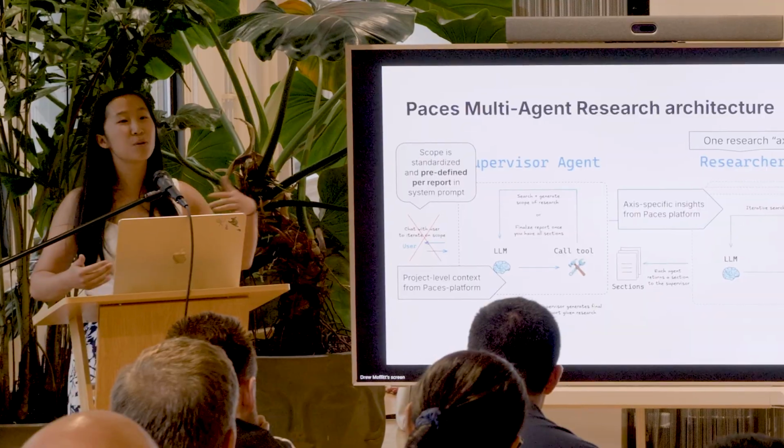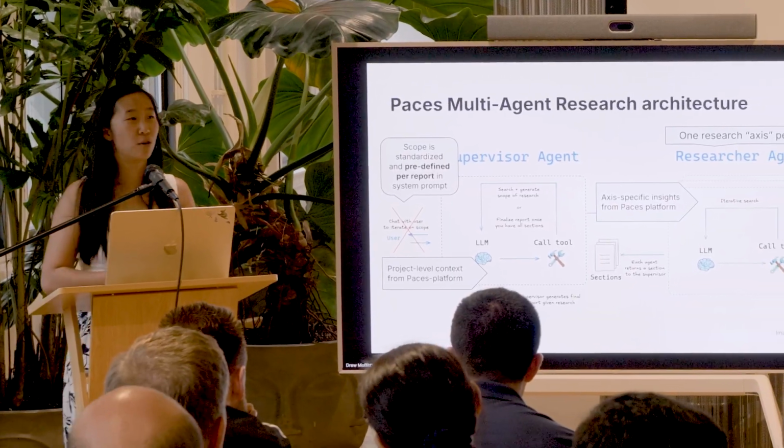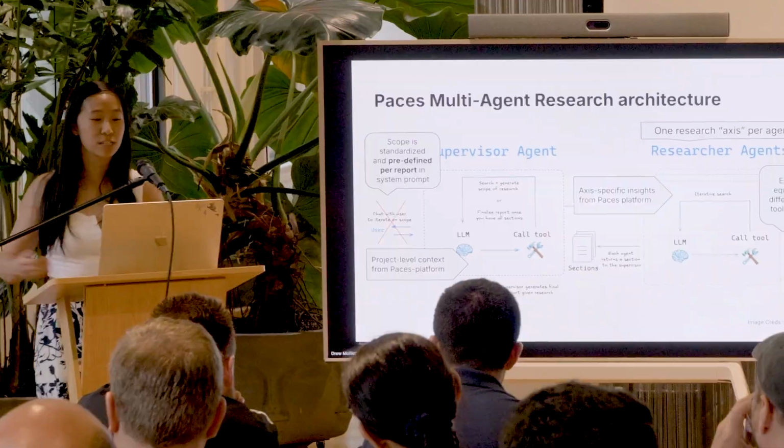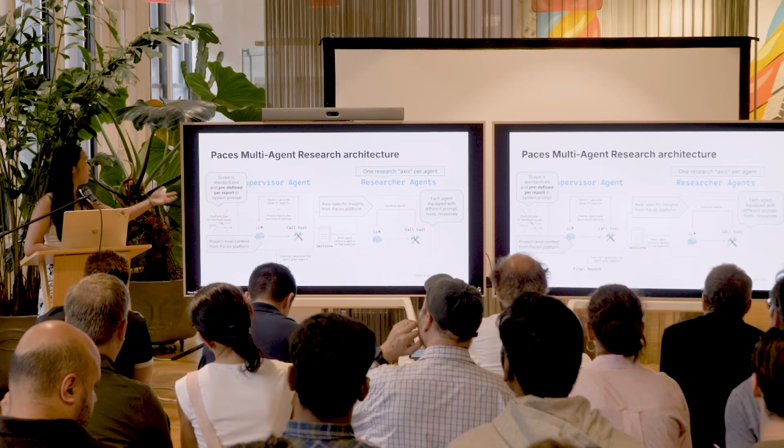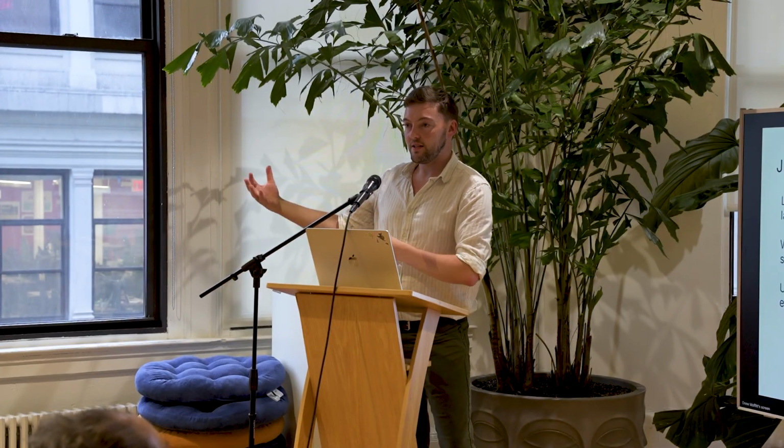First, because we want this process to kick off for very standardized types of reports, we cut off all chats with the user from the beginning. So the scope is standardized and predefined for each report type that we have. And we also enable the call tools and the LLM with a lot of project level context from the Pieces platform. We evaluate content, by that I mean web pages generally.